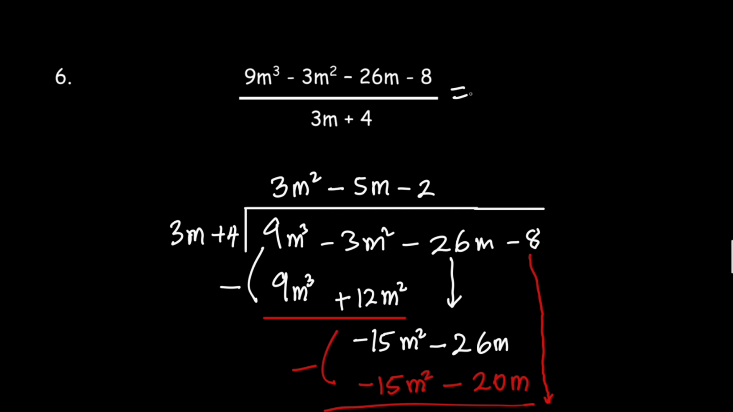Therefore, we're going to be getting the answer to be 3m squared minus 5m minus 2 when we divide the whole of this by this. And that is pretty much it.